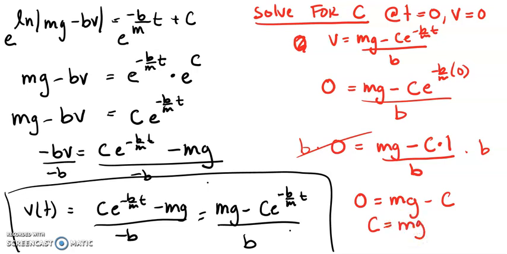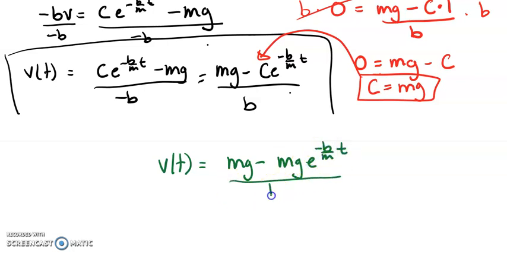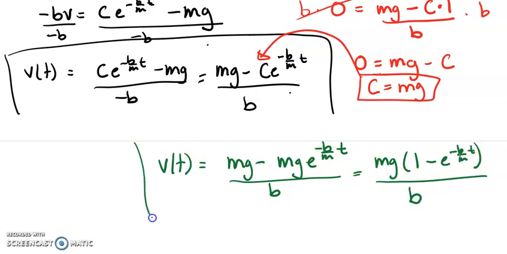So now what we can do is let's go ahead and plug c back into our final equation. So let's just go ahead and take this and plug that back in right here. And then we can just rewrite our equation. So our final answer is going to be v of t equals mg minus mg e to negative b over mt over b. And I feel like, just for fun, factoring out that mg from the top. So it's mg times 1 minus e to the negative b over mt over b. Voila, we got our answer.